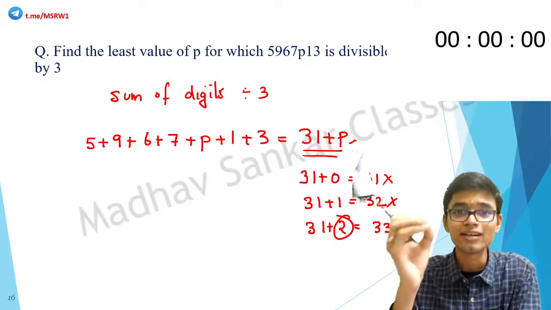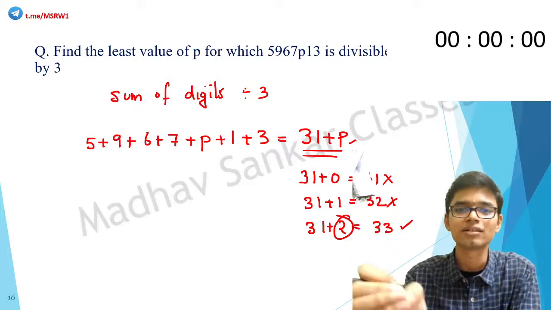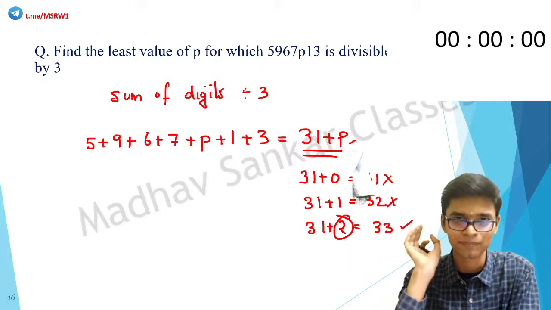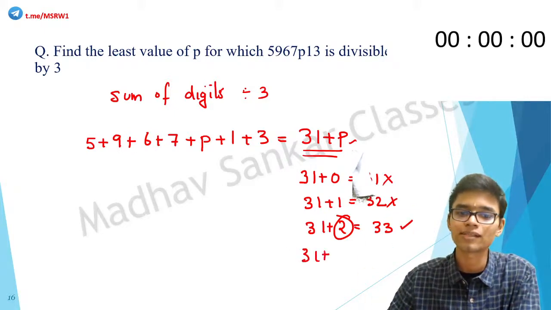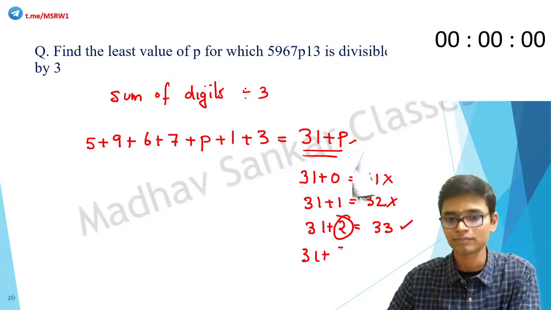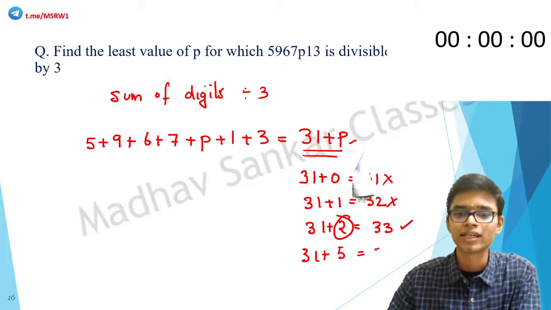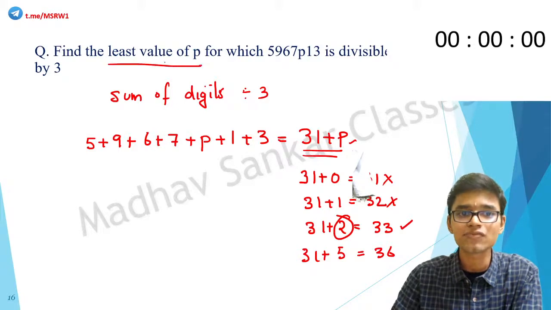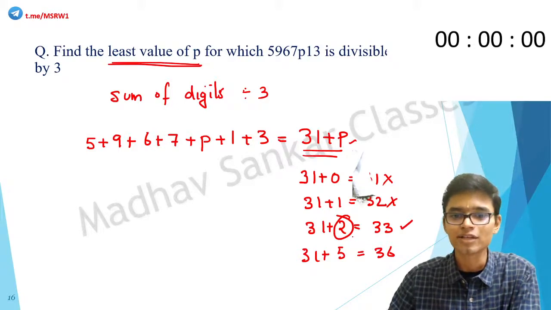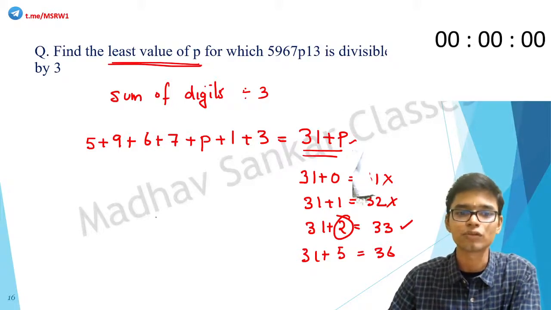Okay, you have to find the least value of p for which this number is divisible by 3. Understood? Because you can actually also put, say, 5. Here it is 36 and this is divisible by 3. But the question says you have to find the least value of p. That is why 2 is the correct answer. Value of p should be 2.